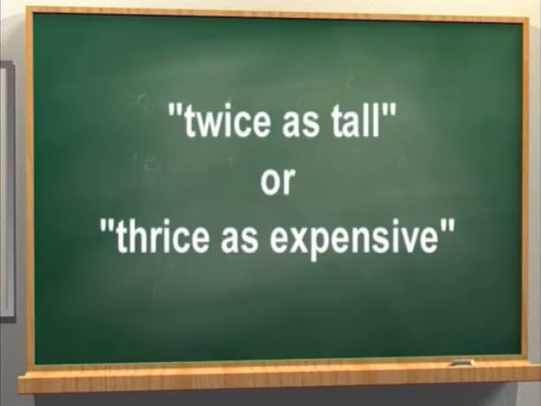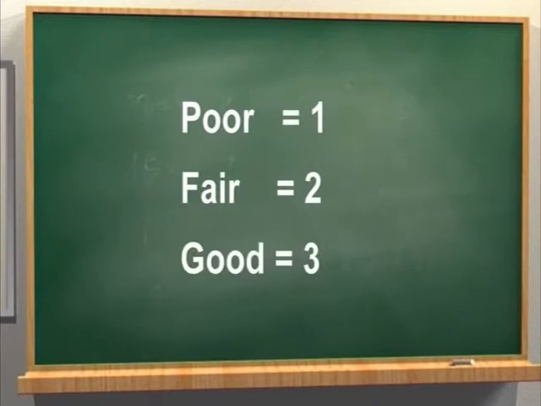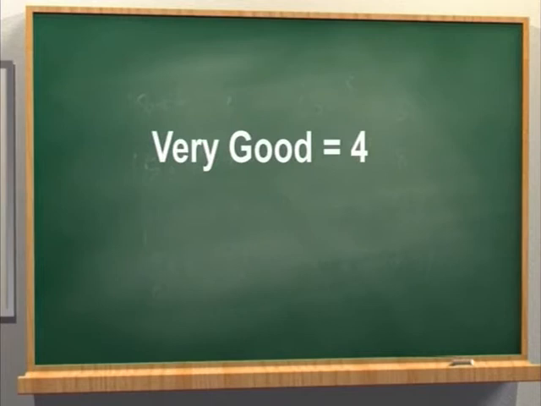For example, when speaking of heights or prices, it is meaningful to talk about twice as tall or thrice as expensive and so on. On the other hand, ordinal data are values for which only order or ranking is meaningful. For example, when rating a college course, one could use a score such as poor equals 1, fair equals 2, good equals 3, very good equals 4, excellent equals 5. Arithmetic operations in this case usually do not make sense.